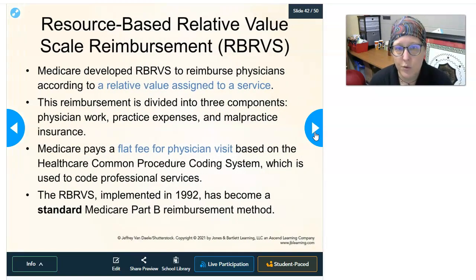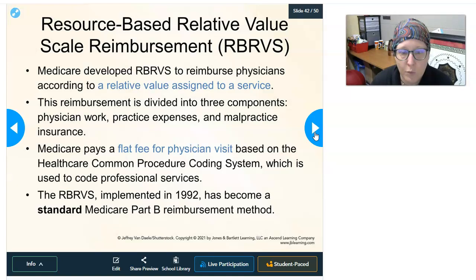And then there was resource-based relative value scale reimbursement. This was developed to reimburse physicians according to the relative value assigned to a service. There are three components to that reimbursement: the physician work, the practice expenses, and malpractice insurance. Those are all costs that go into healthcare costs.